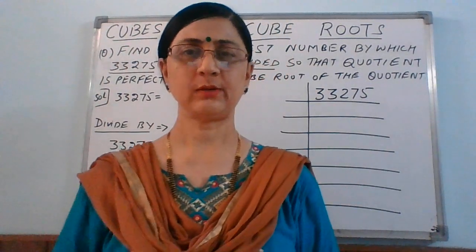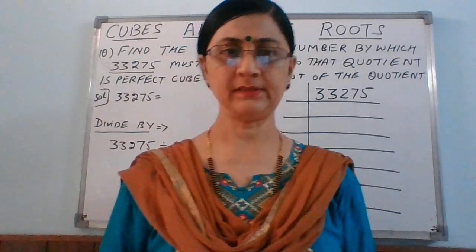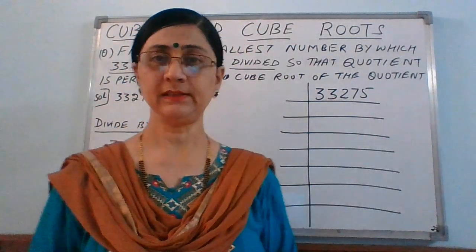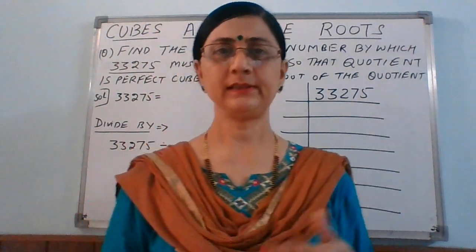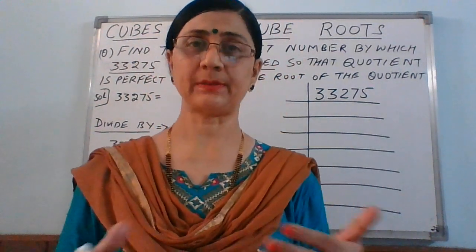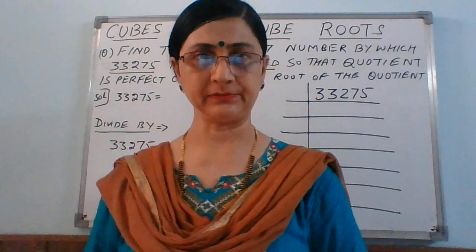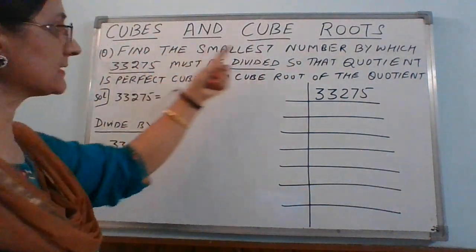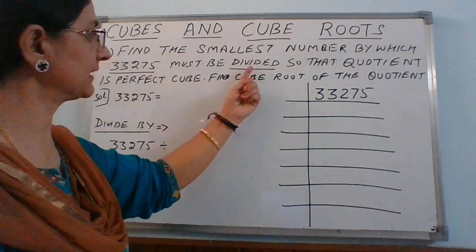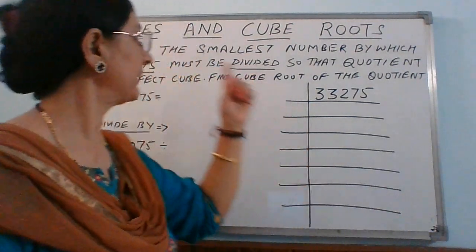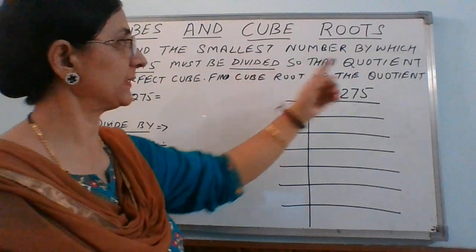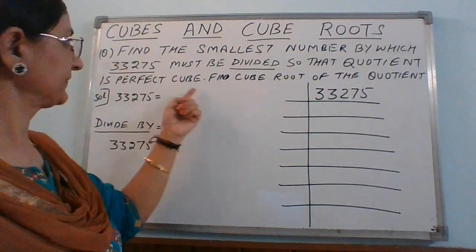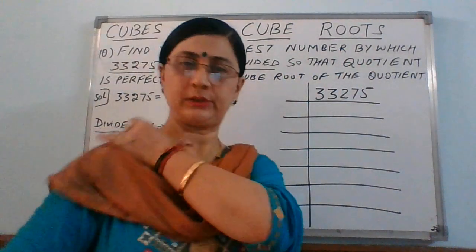Okay children, now let us do the question of divide, right? A number has been given, right? You have to find out the factors, then you have to tell by which number it should be divided so that it becomes a perfect cube number, right? So we have this 33275. So the question is the same, just in place of multiplication it's now division, right? By what number it should be divided, and after dividing, for the quotient that comes, you have to find the cube root also, right?